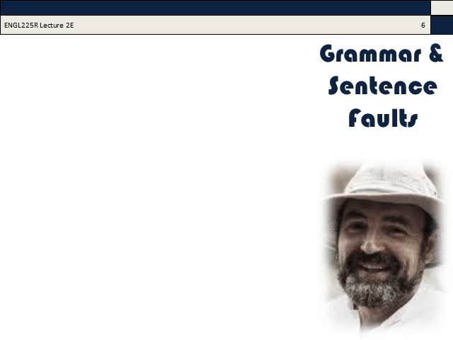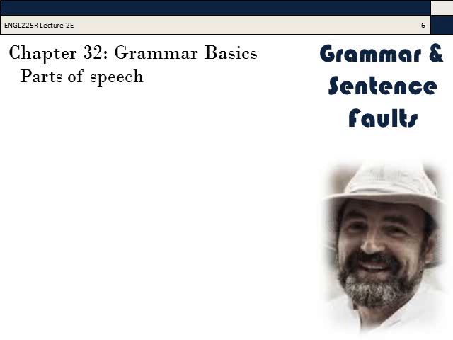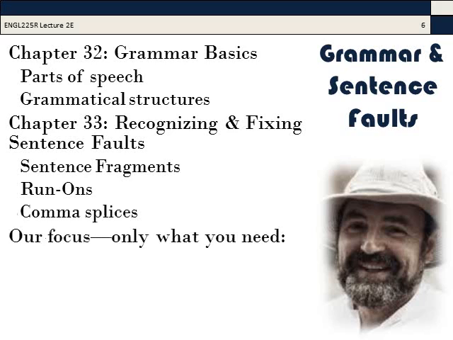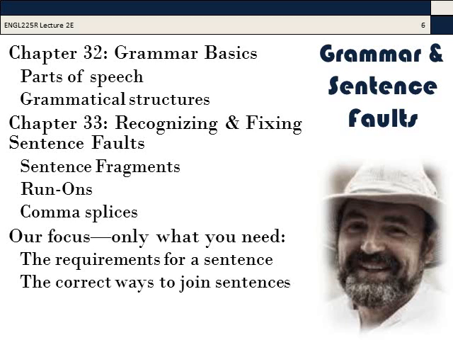You'll find what you need practically in Faigley. In Chapter 32, you'll review grammar basics, such as parts of speech, grammatical structures, and so forth. In Chapter 33, you'll look at sentence faults, fragments, run-ons, and comma splices. Now, as we review these materials, we're going to select a very small number of items, only what you need. The requirements for a sentence, the correct ways to join sentences, and how to fix sentence faults.